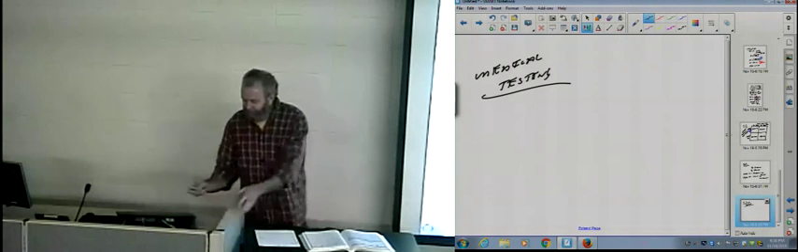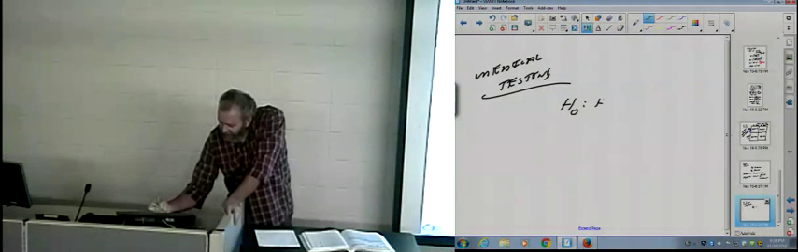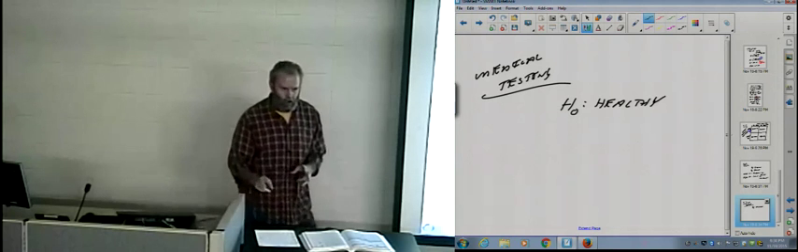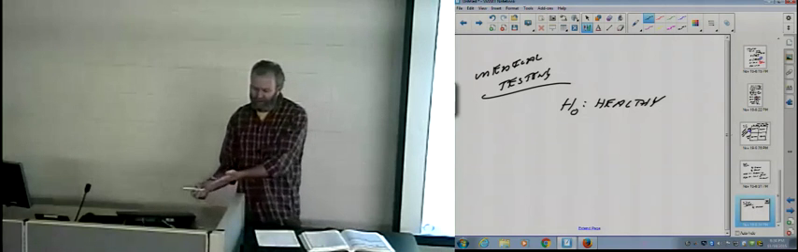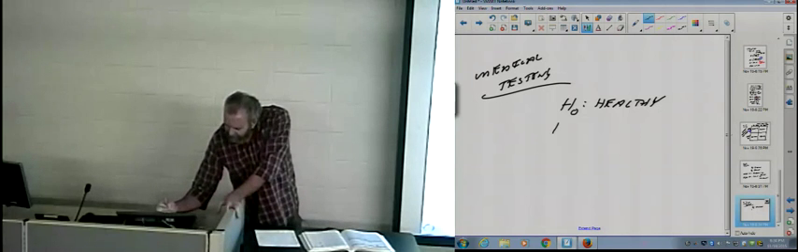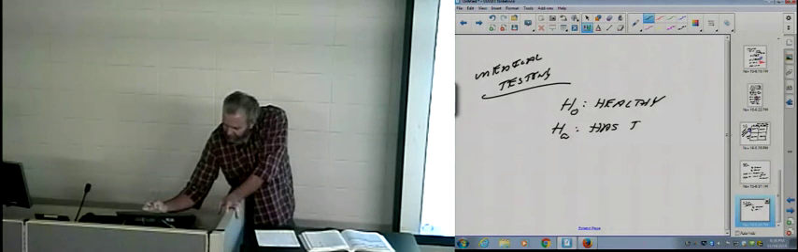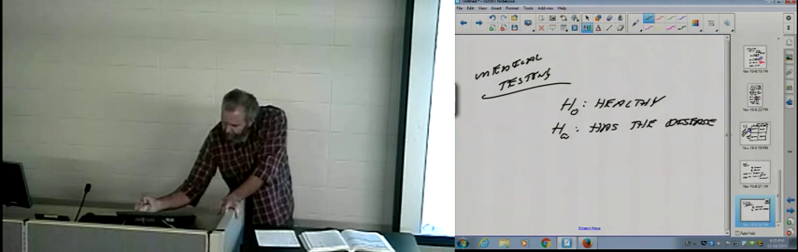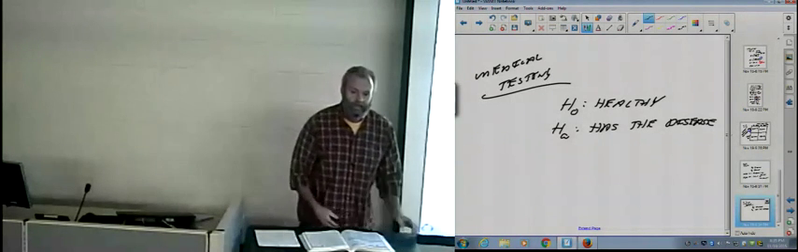Now, the way I always set it up is the null: we go into this thought with the person being healthy. You need to be careful if you see something about medical testing. Is the null that the person has the disease, or that the person is healthy? Because then the errors will change, right? I always set it up as the null is the person's healthy, and the alternative is the person has whatever the disease is you're testing for.